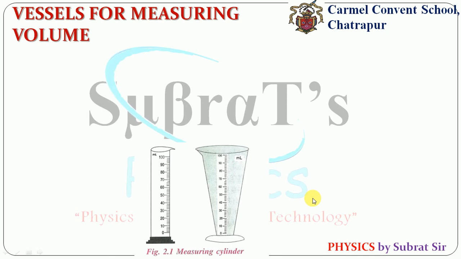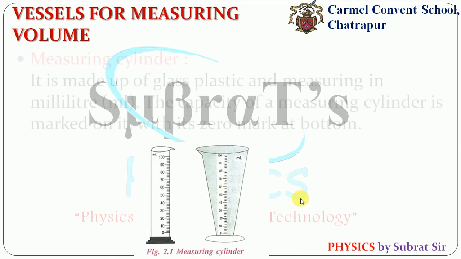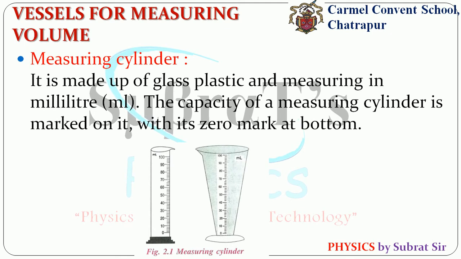Okay, then we have the vessels for measuring volumes. The first one is the measuring cylinder. It is made up of glass or plastic, measuring in milliliters. The capacity of the measuring cylinder is marked on it. See here, written is 100 ml, and at the bottom there is a 0 mark. There are different types of measuring cylinders, like 100 ml, 200 ml, 500 ml, like this.